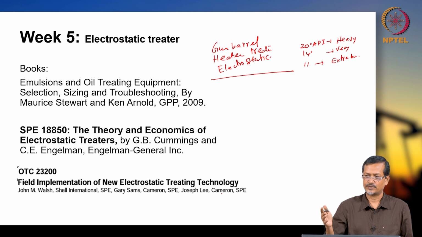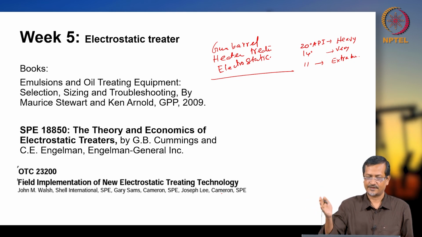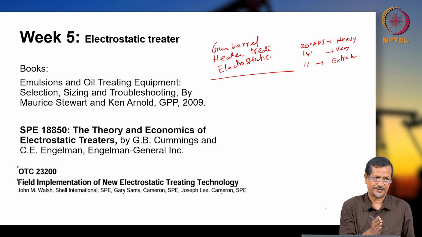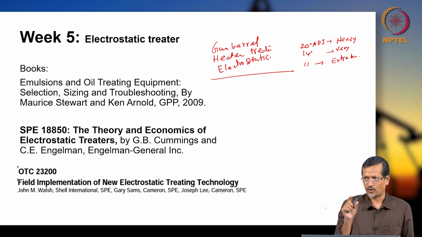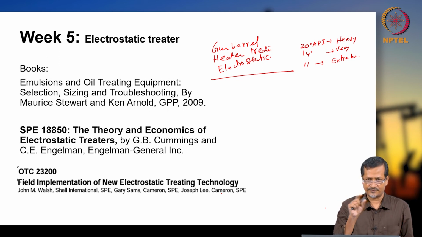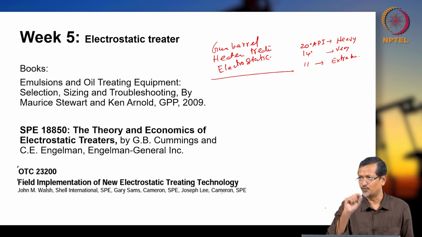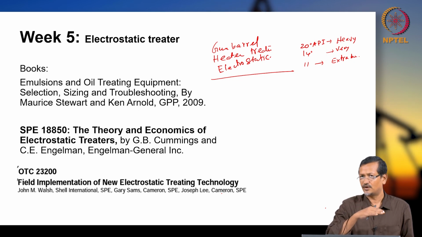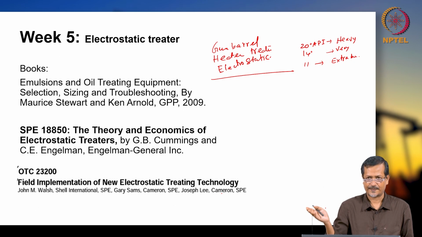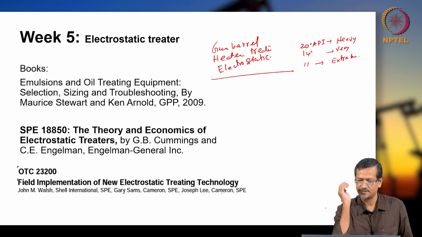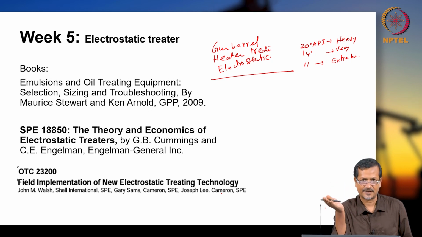Whenever you are moving from light oil to heavy, very heavy, extra heavy, your separation difficulty increases, because the viscosity and density difference between water and oil will be negligible. When the difference is negligible, particles will not try to move. Okay, particles will be almost static. So in this case, you have to give a very long separation time, or you have to use a mechanism, maybe a gun barrel sort of mechanism, or heater treater mechanism, or electrostatic mechanism. You may have to use emulsion breaker also at the same time.